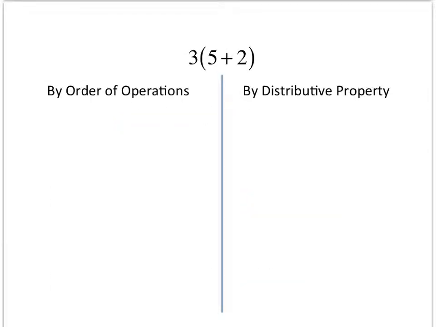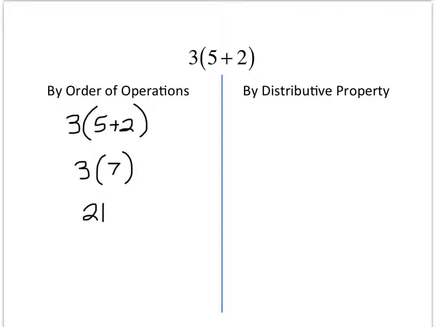And here's a rough example of how. 3 times (5 plus 2), we've dealt with problems like this before. If I start over here looking at how we solve this with the order of operations, I always would have just started inside the parentheses. I would have added 5 plus 2, giving me 7, and then I could multiply 3 and 7 and get 21.